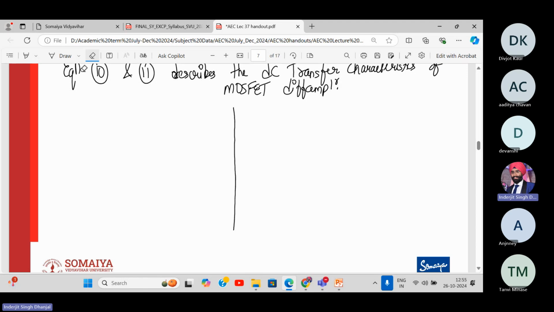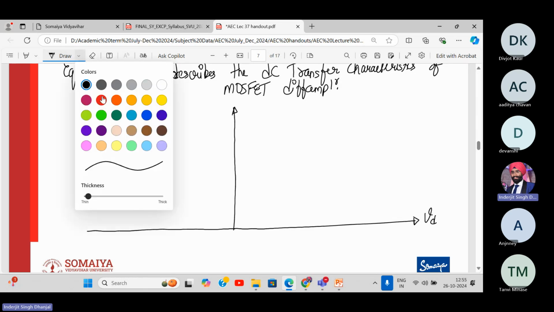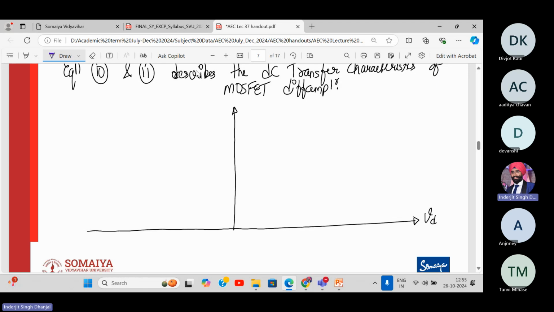Let me draw this side properly. Okay, so this is my differential input VD. And on the y-axis, I have my normalized output. So how will the graph be? Let me draw the graph and show it to you. So the graph will be like this.